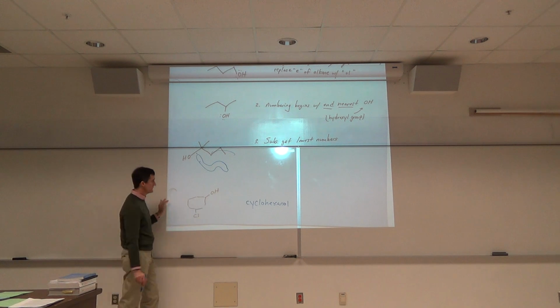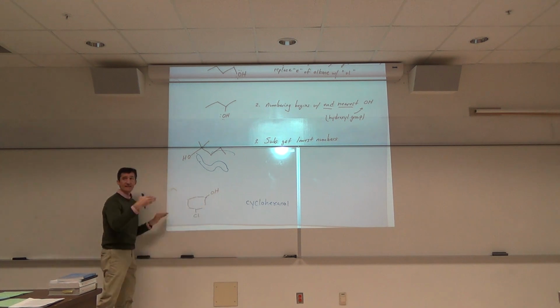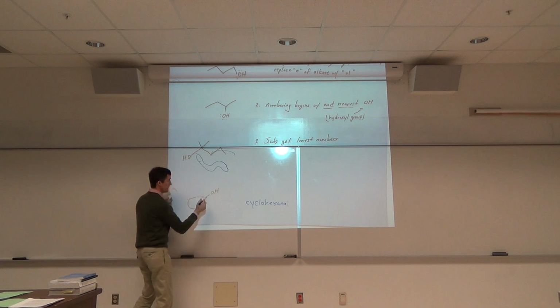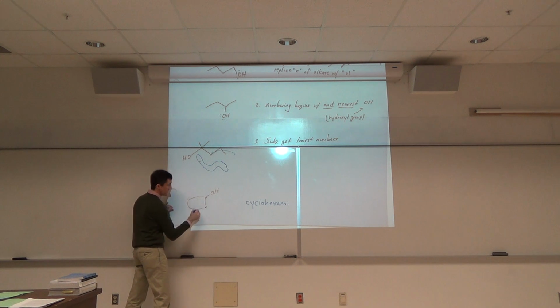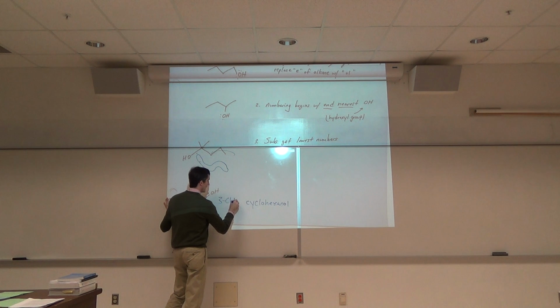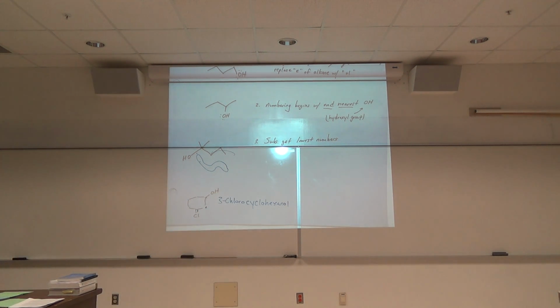It's got a chlorine. What position is the chlorine? 3. See, this is 1. A ring doesn't have an N. The 1 position is where the OH is. Now, do you want to go 2, 3, 4, 5? No, you want to go 2, 3. Subject's lowest numbers. So this is 3-chlorocyclohexanol. You don't need to put the 1, because just by definition, the OH is at the 1 position, because it's a ring.